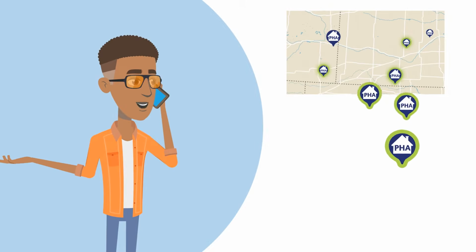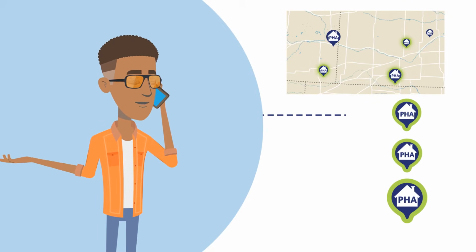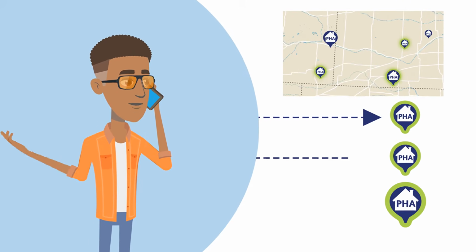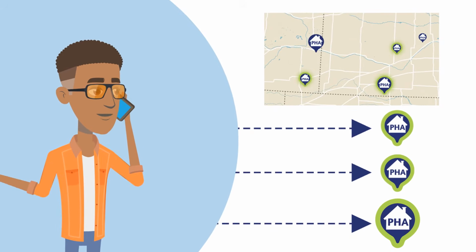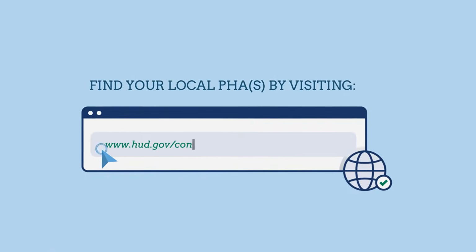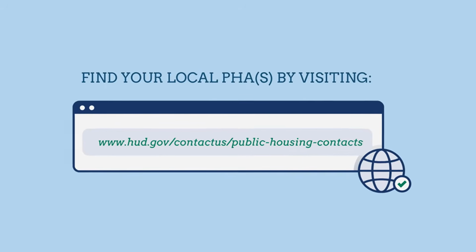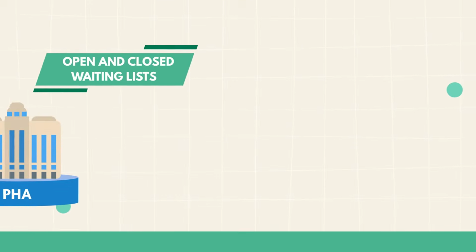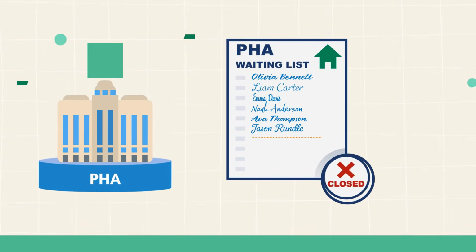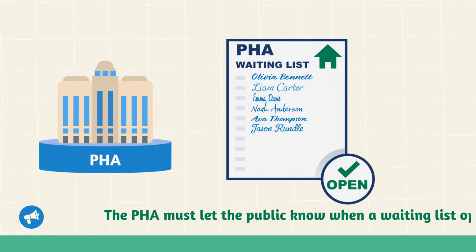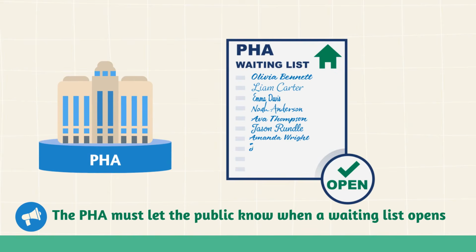You may apply to as many waiting lists as you are eligible for, at as many PHAs across the country as you choose, but you need to reach out to each PHA for information on their programs, how to apply, and any specific eligibility or requirements. A PHA may keep a waiting list open or may only open it for short periods of time. The PHA must let the public know when a waiting list opens.